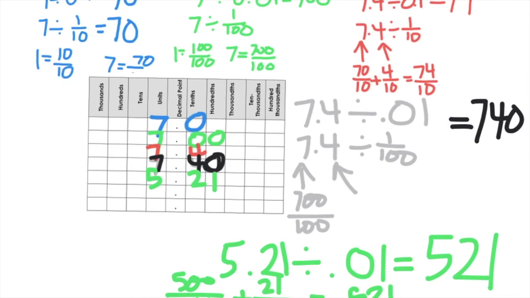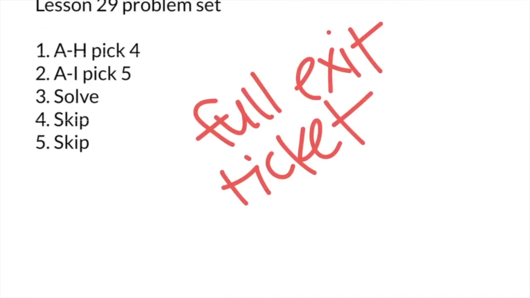Let me show you what you're doing for your problem set. For this lesson, you are going to go ahead and do the problem set 1A through H. Please pick at least 4 to try on your own. 2A through I, pick 5 of them. 3, go ahead and solve. You got a short little story problem. 4 and 5, you may go ahead and skip.